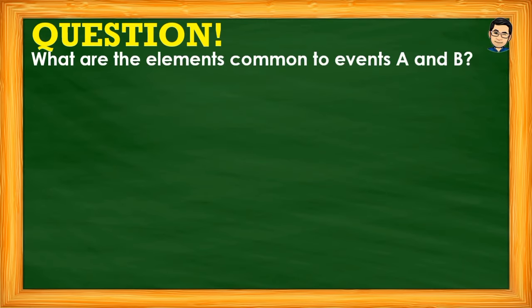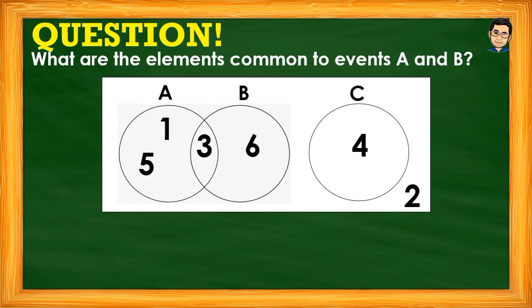Question. What are the elements common to events A and B? Okay, so we have there a question. What are the elements common to events A and B? Okay, so meron ba tayong mga elements na parehong makikita sa event A at event B? So, consider natin yung Venn diagram. So, ito po yung ating event A. And then, ito naman yung ating event B.